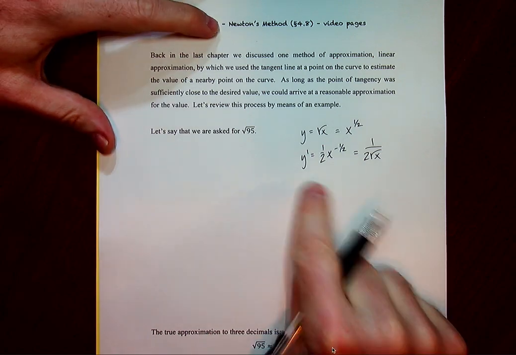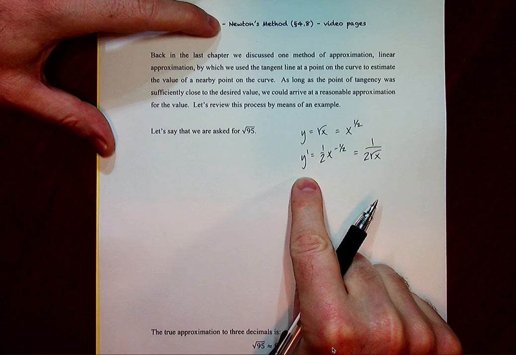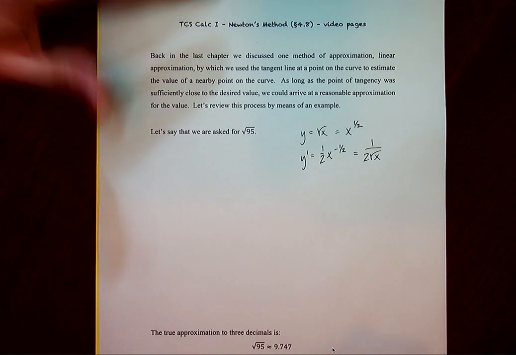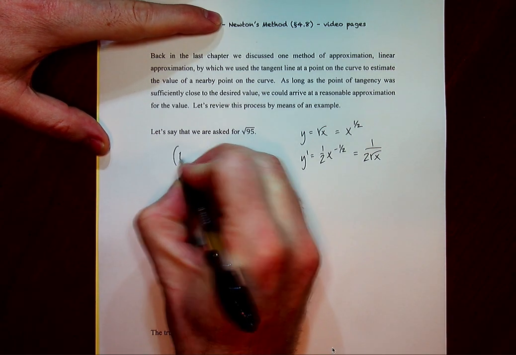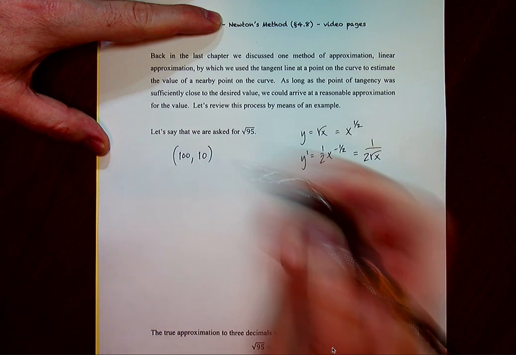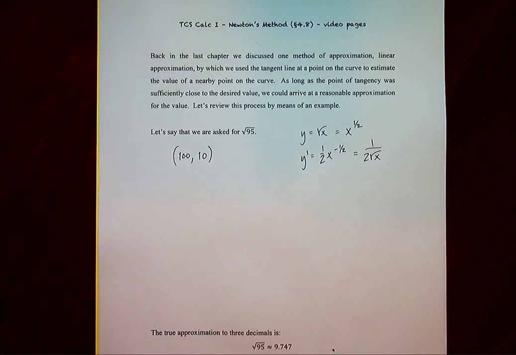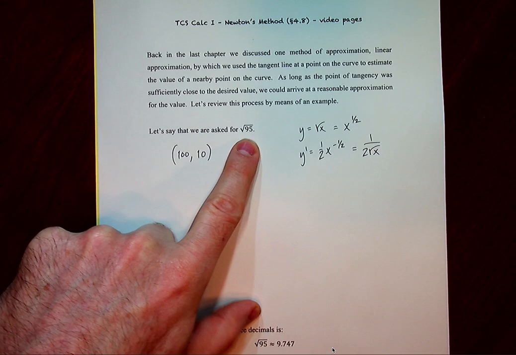Now, that gives me the slope at any point on that original function. And if I want to find the tangent line at x equals 100, I know that x equals 100 implies the ordered pair (100, 10), because the square root of 100 is 10, and that's the whole reason why we're using that value. If I can find one that is easy to work with and sufficiently close, meaning nearby, then I can use the tangent line from that point to estimate my given value.